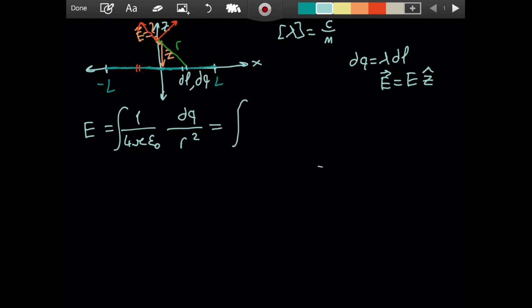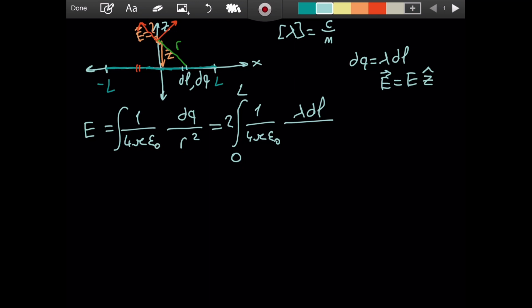So we have the integral again. And from the symmetry argument, we will add up from 0 to L. And we will multiply by 2 to account for the left side of the rod. And we have 1 over 4 pi epsilon naught. dq is right here: lambda dl over r squared.